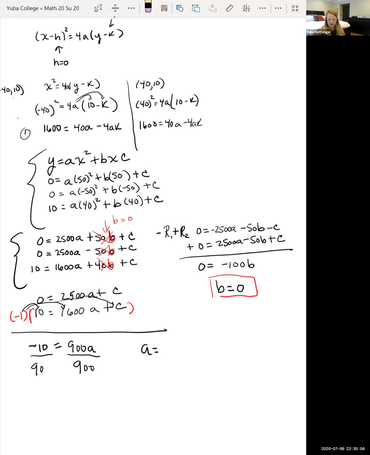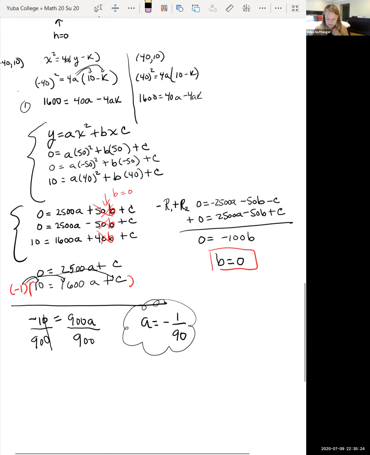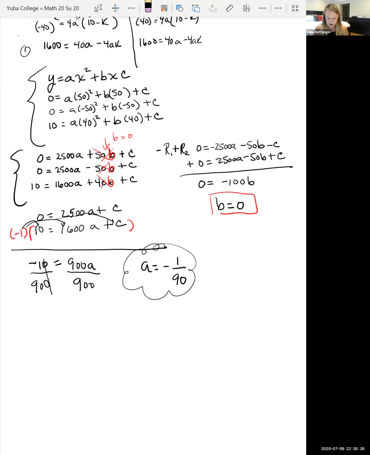So divide both sides by 900. This gives me -1 over 90. So that's my a value. I can go back in and substitute that in to figure out what my c value is. I can plug it into any one of these equations. So let's go back into the first one.